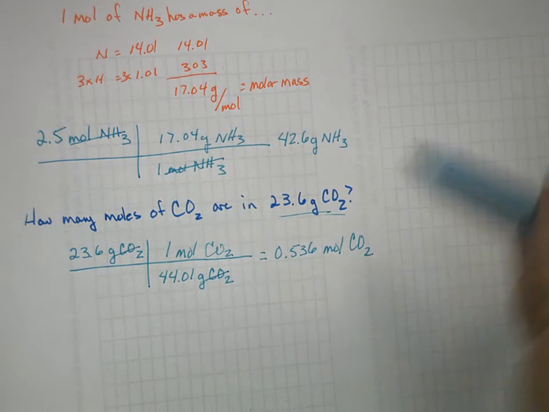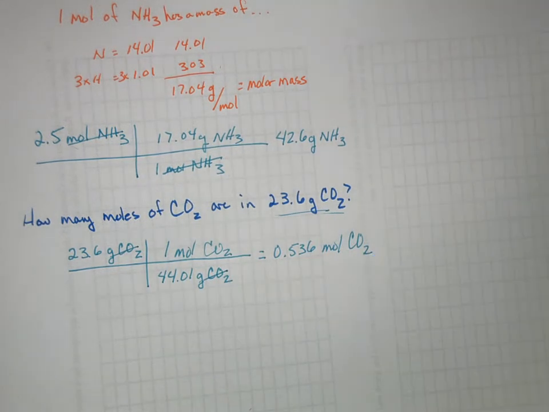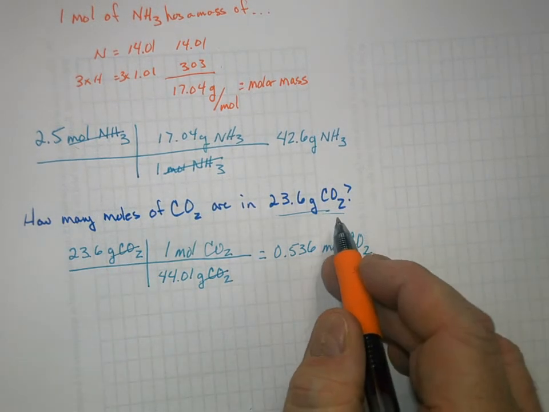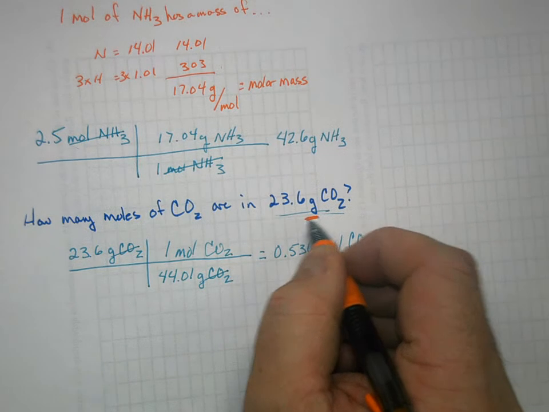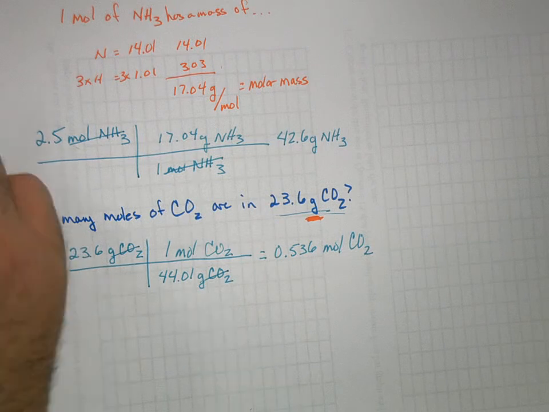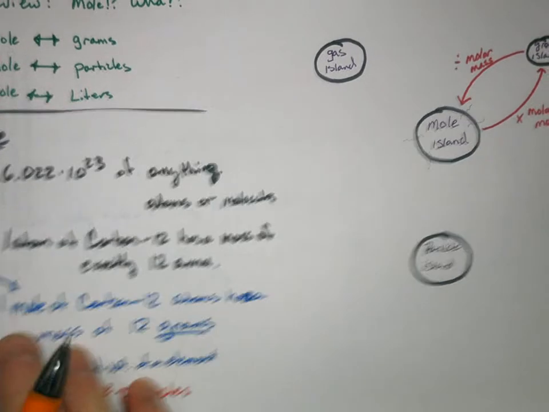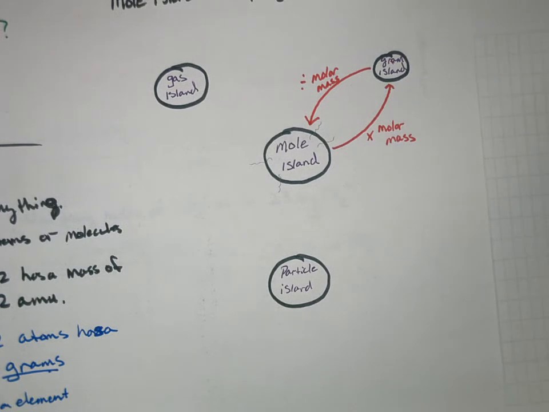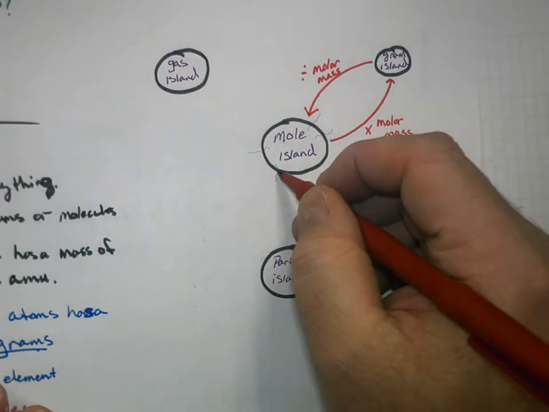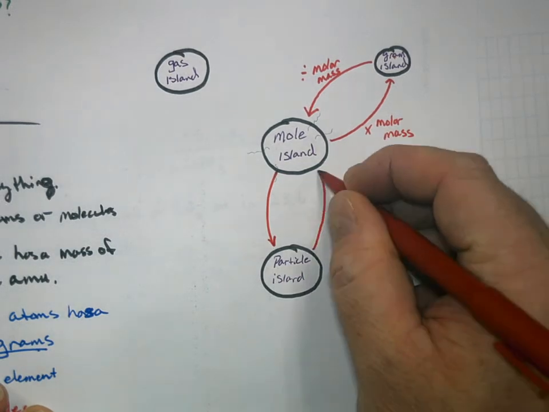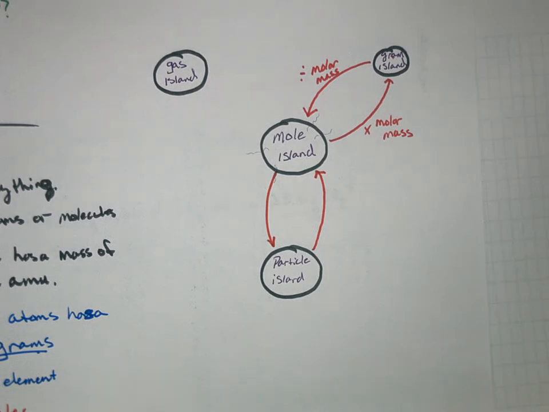Okay, so what was our keyword here? What did we find in this that told us which conversion to use? Grams. That unit right there, that grams, told us that we're going to use Gram Island. Okay. Gram Island. Next we have Particle Island. And we're going to go back and forth from Mole Island to Particle Island.